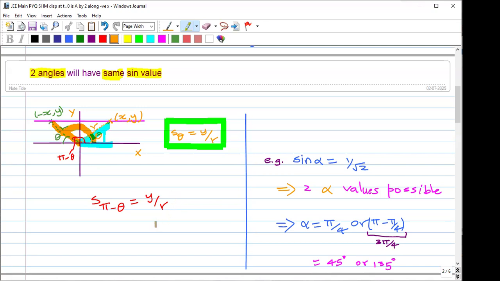So given a sine value, there will be two angles, theta and pi minus theta, that will satisfy this relation. For example, if sine theta is 1 by root 2, one value that will satisfy this relation is 45 degrees. Another value is 180 minus 45, that's 135. So for this, there are two alpha values possible. One value is pi by 4 radians, which is 45 degrees, or it can be pi minus pi by 4, which is 3 pi by 4 radians, which is 135 degrees. So with this basic understanding, you can solve this JEE Main question.